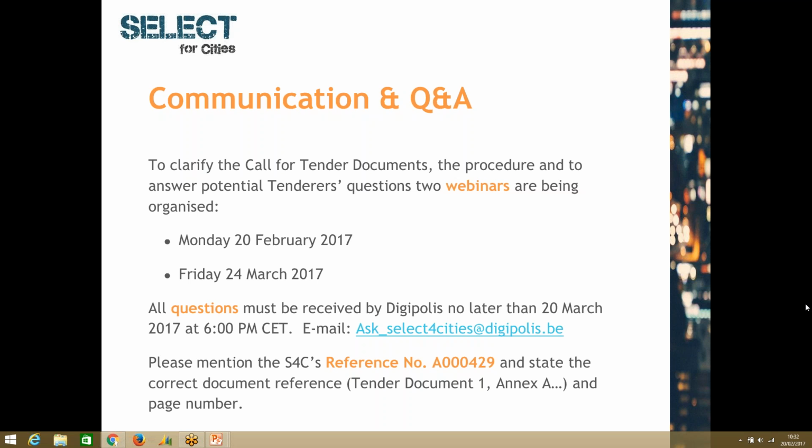Next question, single country application. Can a consortium be formed by single country members? Yes. The only restriction there is that the single country will have to be a Horizon 2020 associated country, and there also the list is included in the tender 1 document.